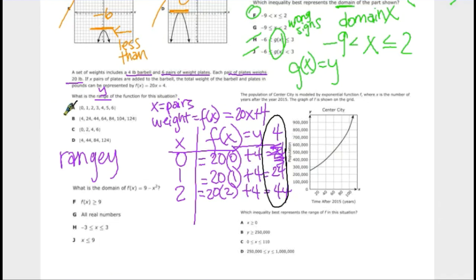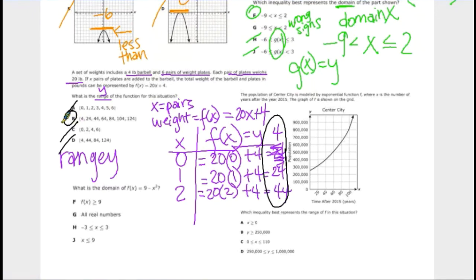When I look at B, it says 4, 24, 44. All of those are good so far. Let's look at answer choice C. The 0, 2, 4, 6. Those are not in our Y column in our table. And D is missing 24. So that means our answer has to be B.